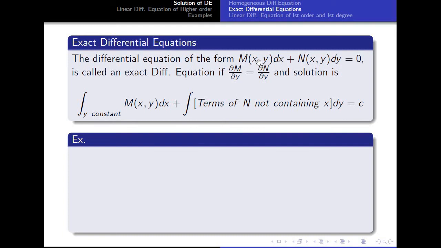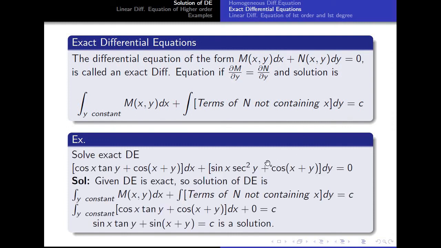We can write the solution directly: integrate M with respect to x, treating y as constant, and select those terms of N which are free from x, equal to constant c. Keep in mind the condition should be ∂M/∂y equals ∂N/∂x. Now, an example based on this.